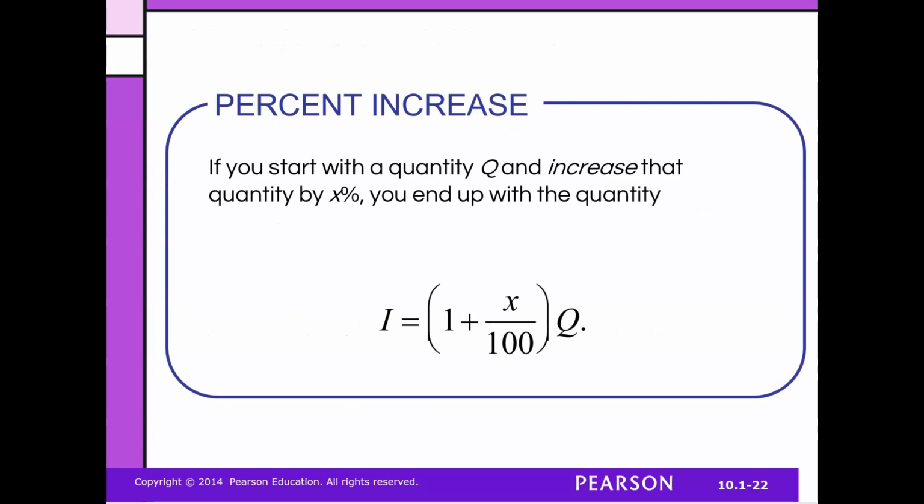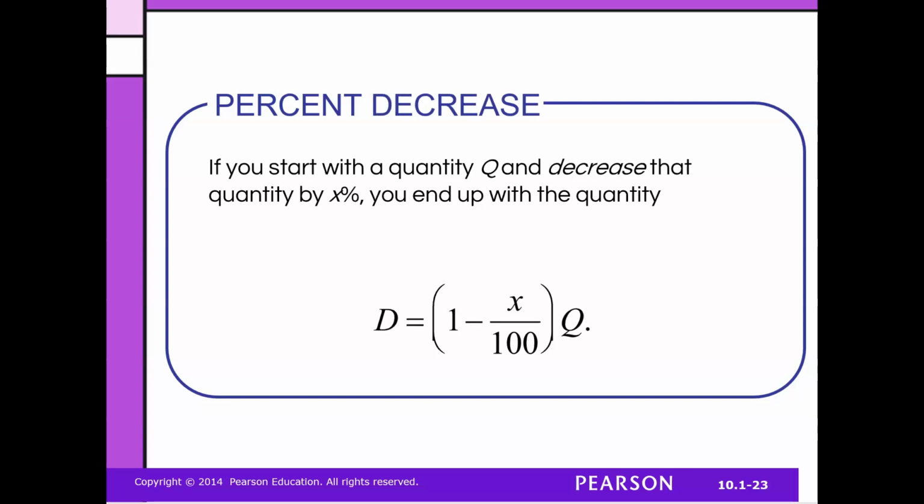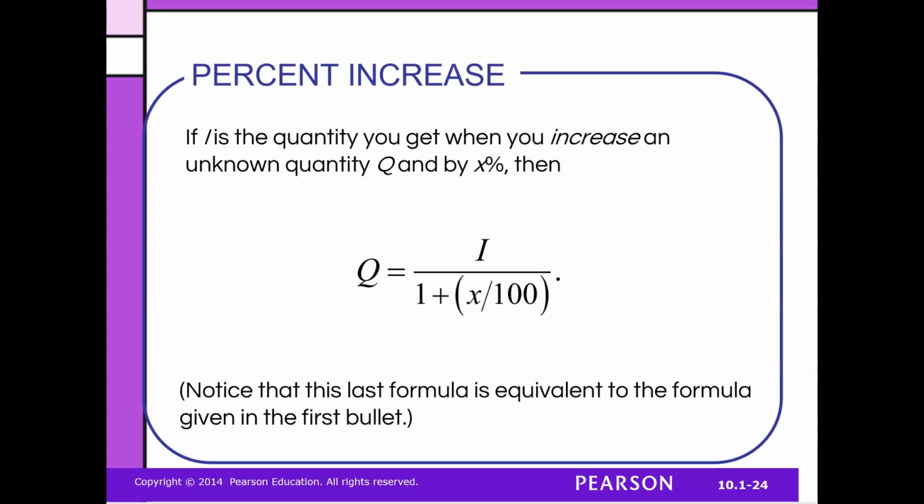So one thing we can talk about is percent increase. If you start with a quantity and let's say it increases by 20%, how do you figure it out? This is the formula for that. And a percent decrease, this is the formula for that. So this is another way to look at the exact same formula, but just a little bit different.